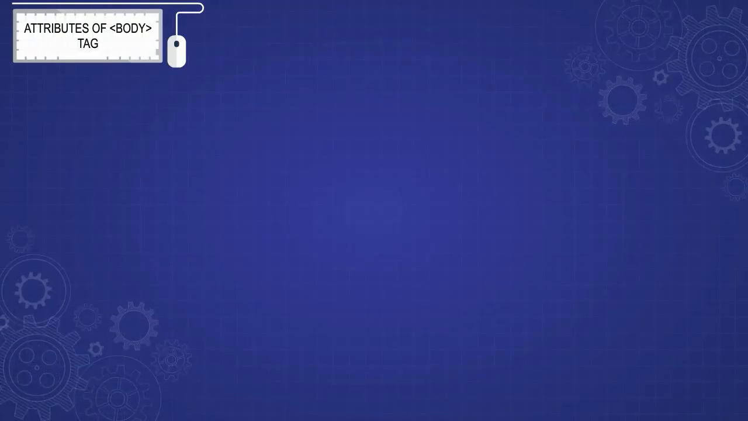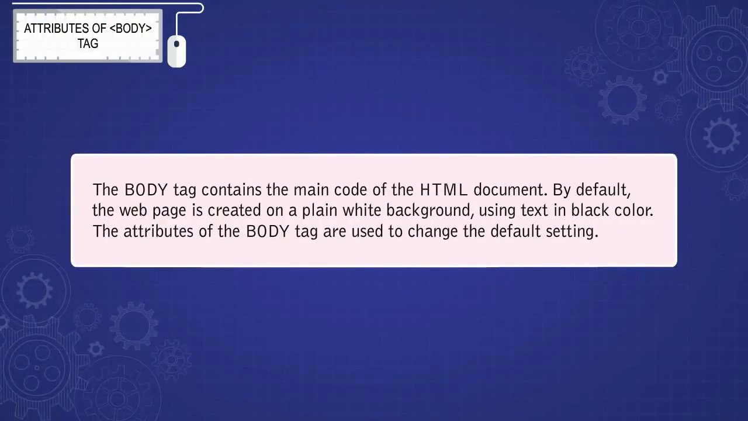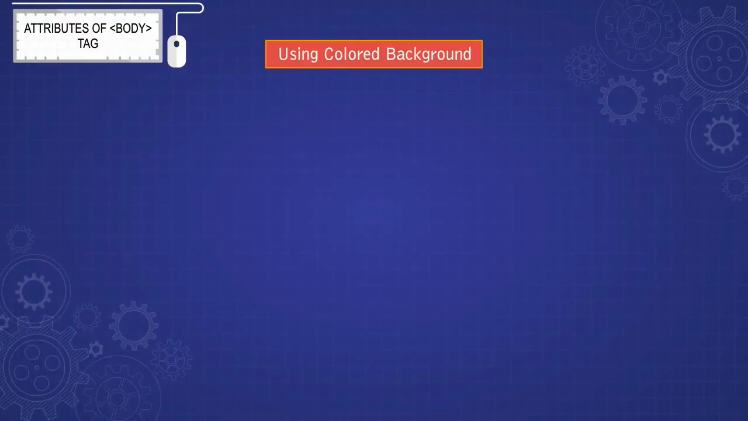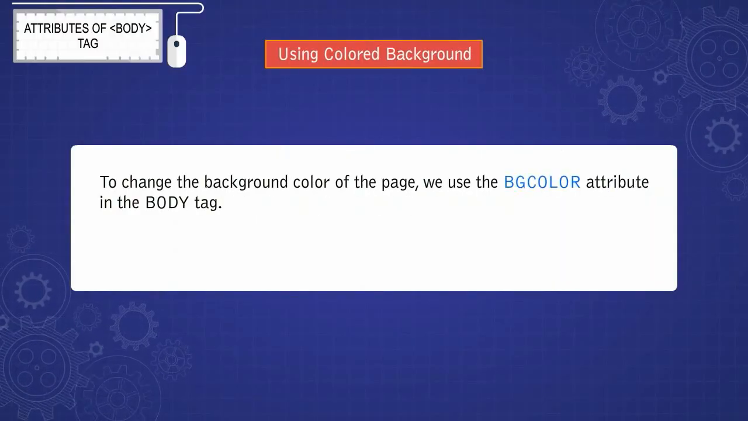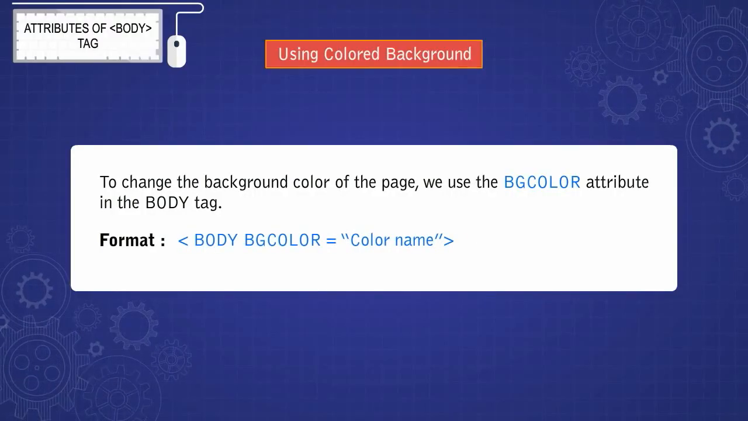Attributes of body tag. The body tag contains the main code of the HTML document. By default, the web page is created on a plain white background using text in black color. The attributes of the body tag are used to change the default setting. Using colored background. To change the background color of the page, we use the bgcolor attribute in the body tag. Format. body bgcolor equal to, within quotes, color name.